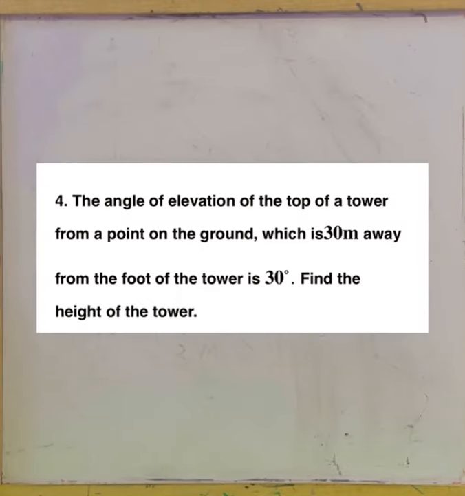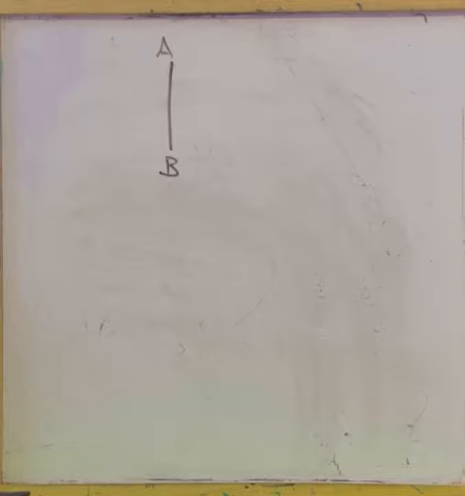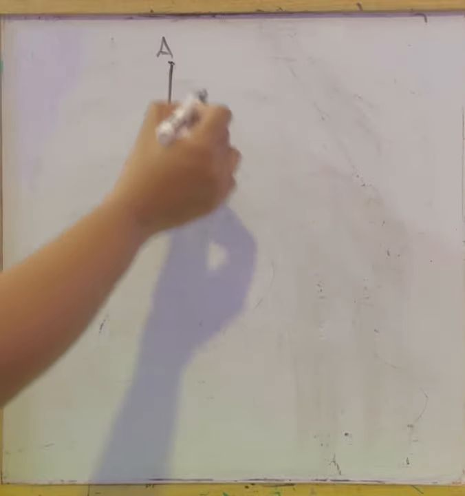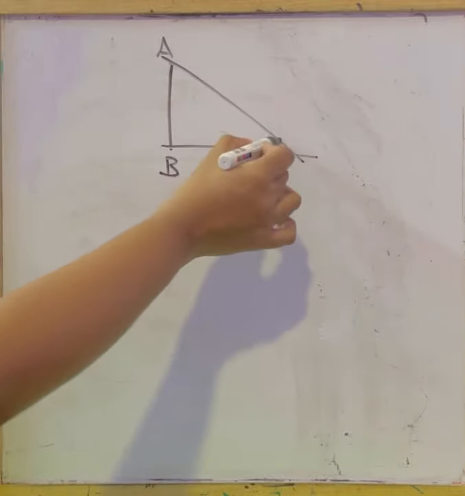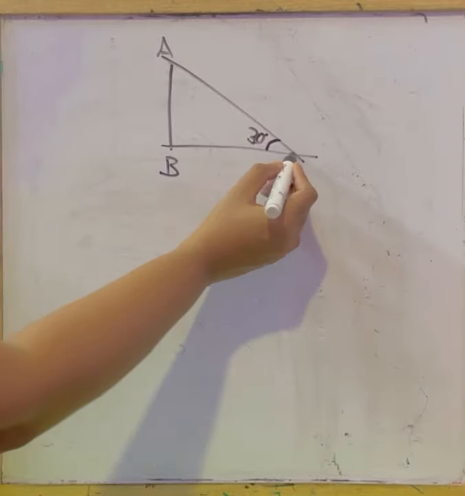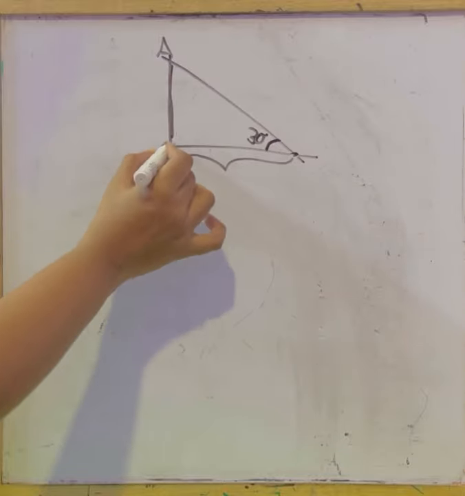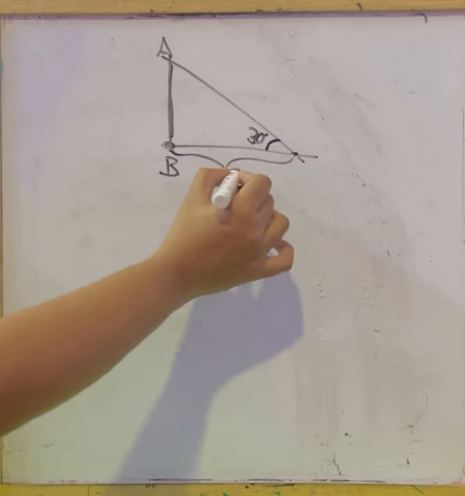Fourth question. The angle of elevation of the top of a tower from a point on the ground, which is 30 meter away from the foot of the tower, is 30 degree. That is, we have a tower, let it be AB, and the angle of elevation of the top of the tower. That means to the ground it is elevated and 30 degree is here. Also given, 30 meter from the foot of the tower. This elevation point is 30 meter away from the foot of the tower. This is the tower and this is the foot of the tower. So here it is 30 meter.